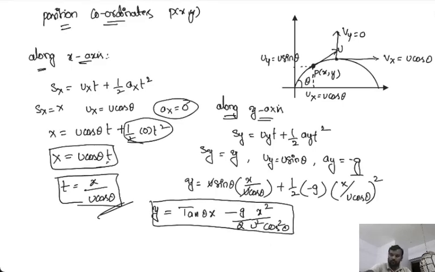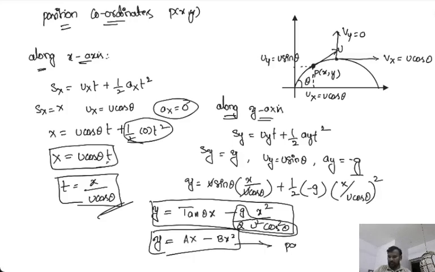Here y is equal to, tan theta is a constant, you can take it as a, then minus g by 2 u square cos square theta you write as b, so y is ax minus bx square. You see, this equation is a parabolic equation, a parabolic shape.